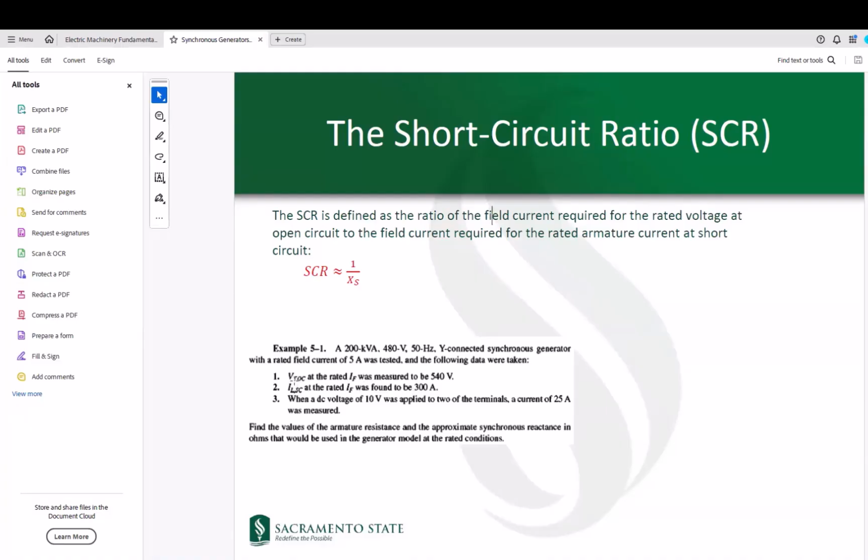So this is coming from a certain IF. We're measuring from the open circuit, VTOC to be 540 volts and IL short circuit to be 300 amps. Also, when we apply a DC voltage of 10 volts to two terminals of the generator, a current of 25 amps has been measured. We want to find the values of the armature resistance and the approximate synchronous reactance in ohms.